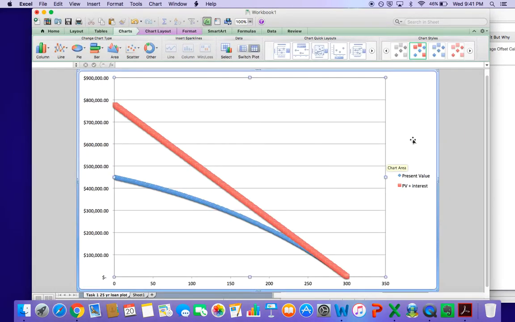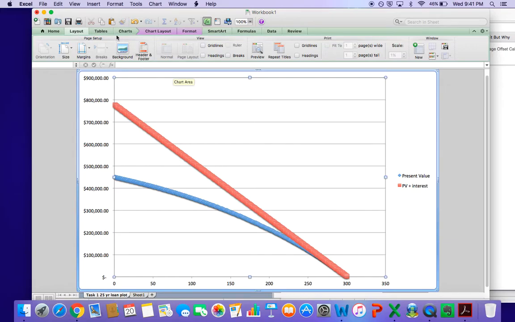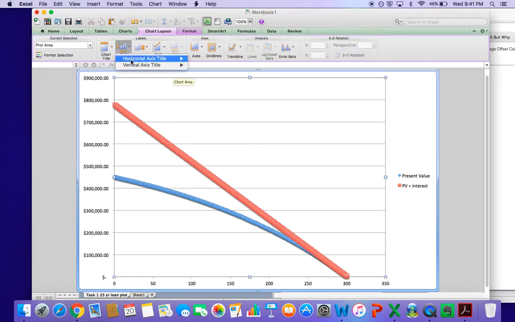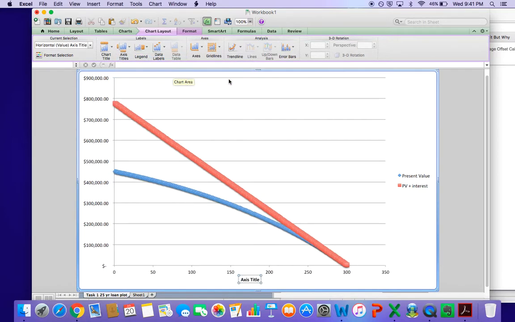There it is, done. The only thing left to do here is obviously put in our labels. So, where do I do that here? Chart layout, titles, horizontal axis. This will be term in months.